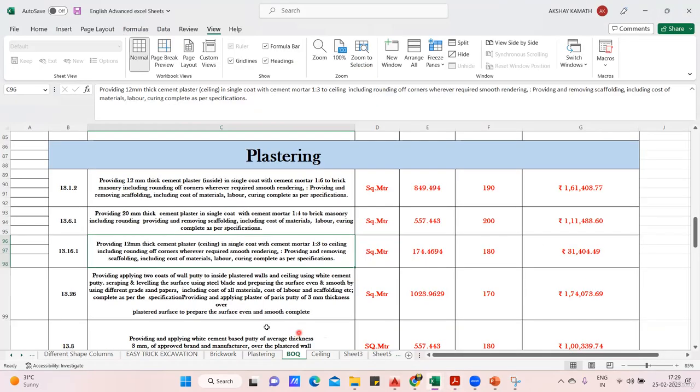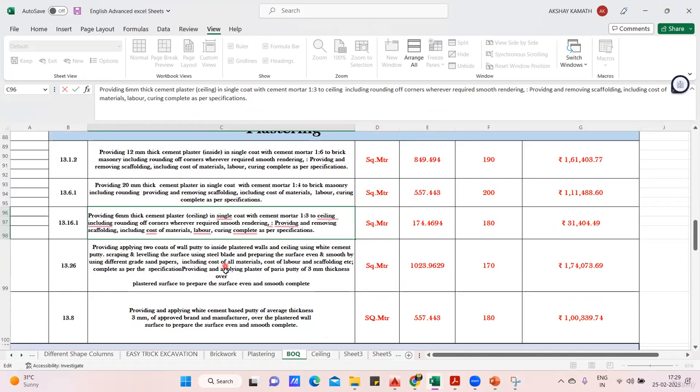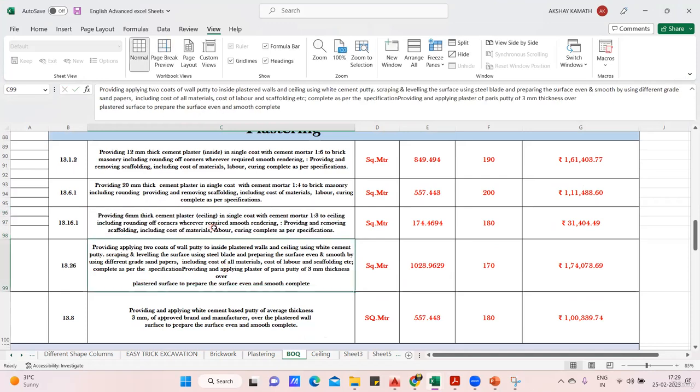So come to the BOQ. So I've written here, okay, this is 6 mm, no? I wrote 12 mm. See, this should be 6 mm. I think I copied the same thing. So it has come. So it will be 6 mm plastering. Okay. Ceiling plastering will be 6 mm.